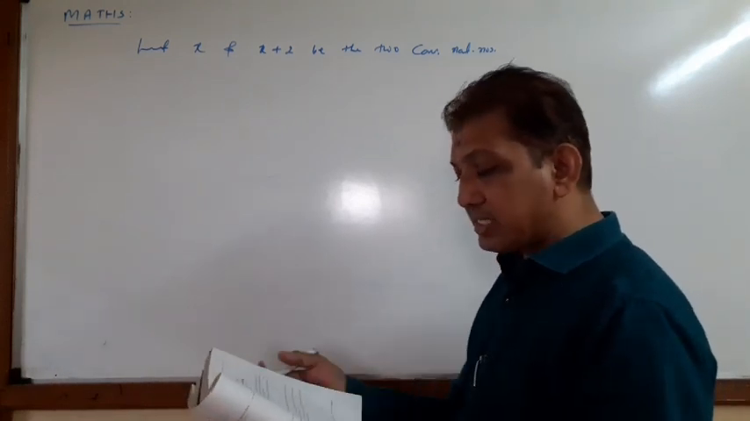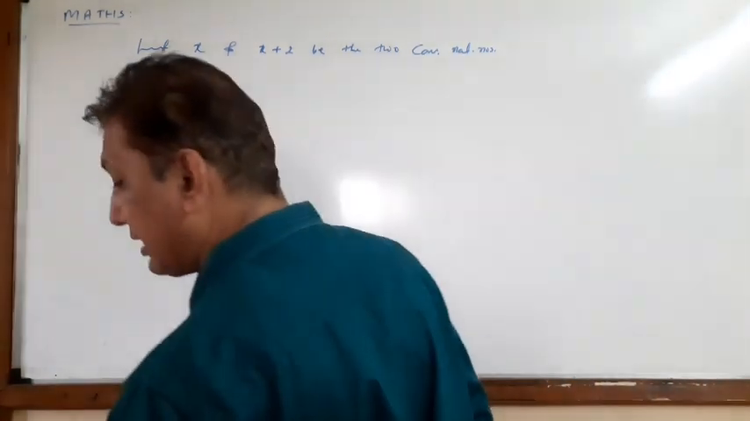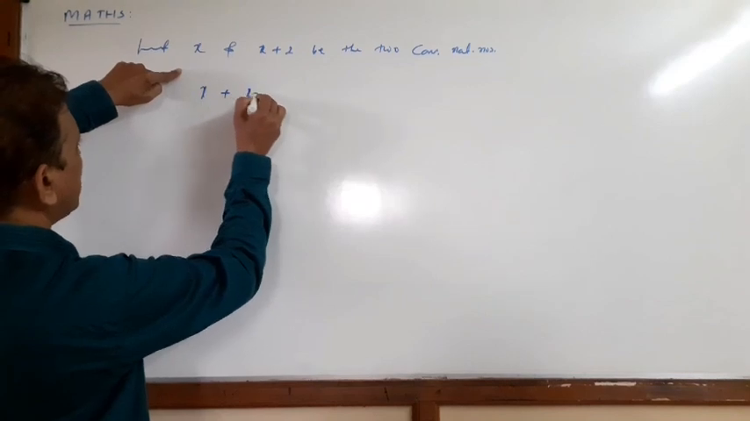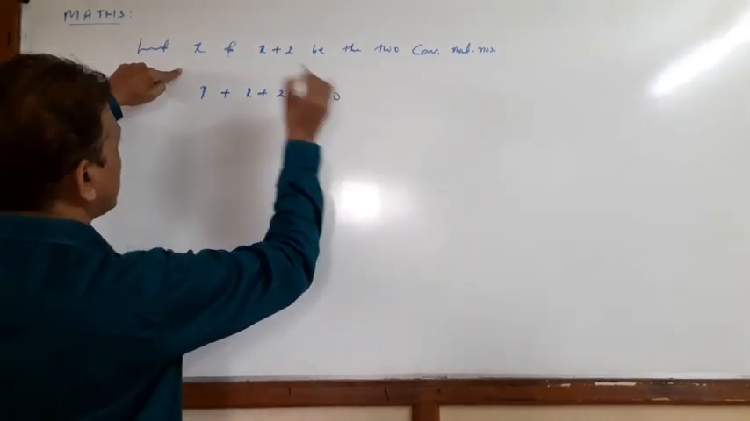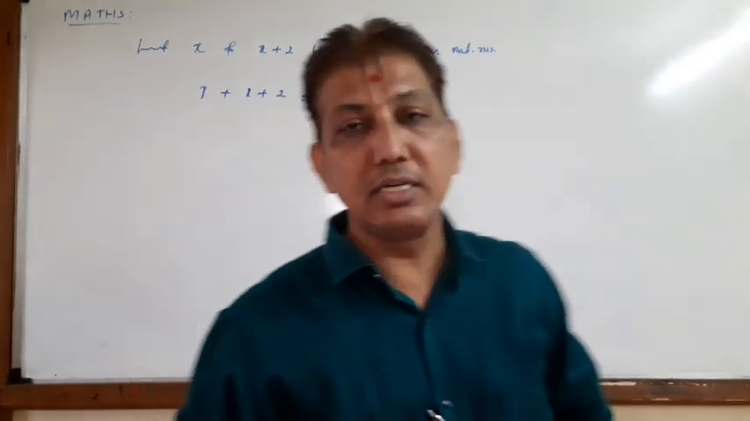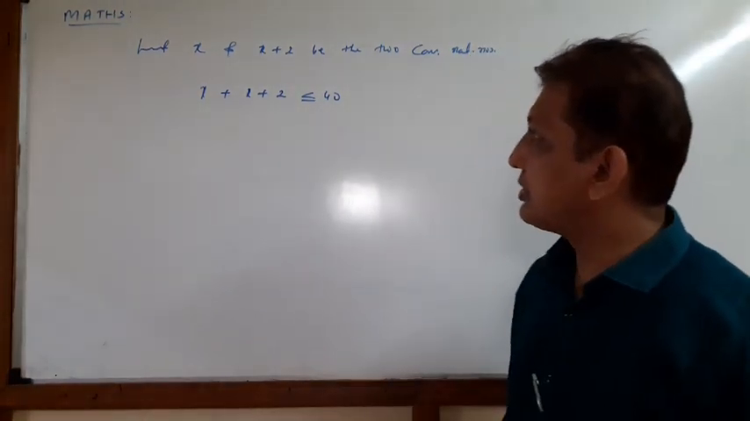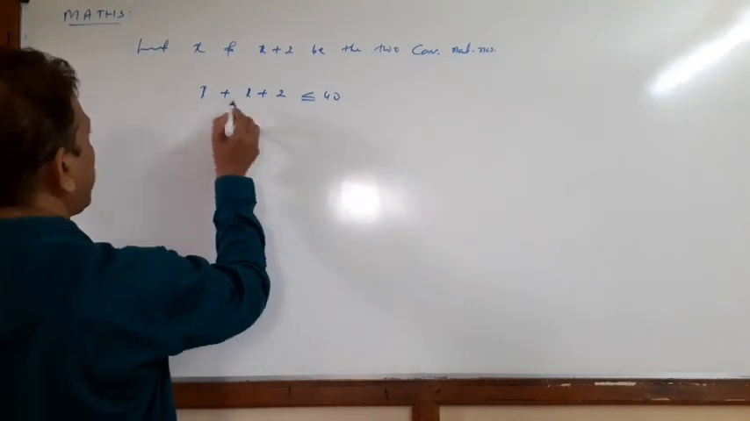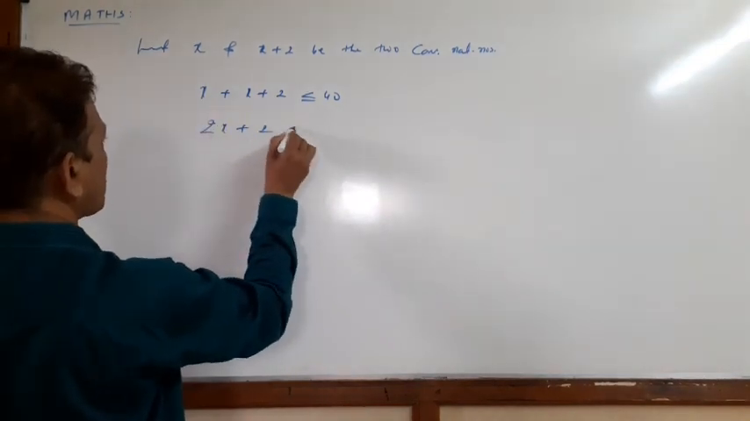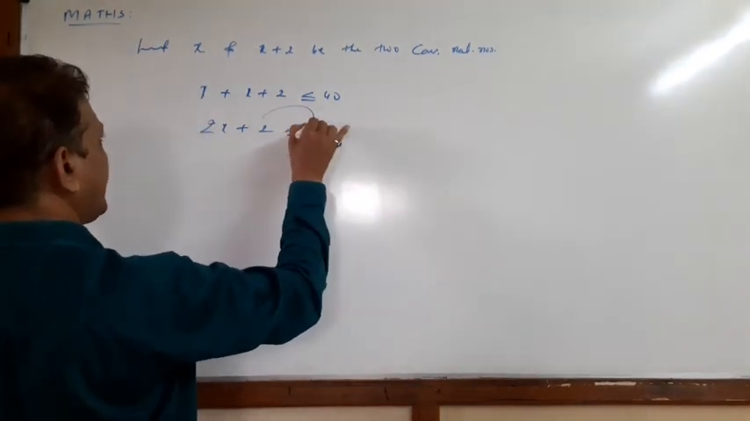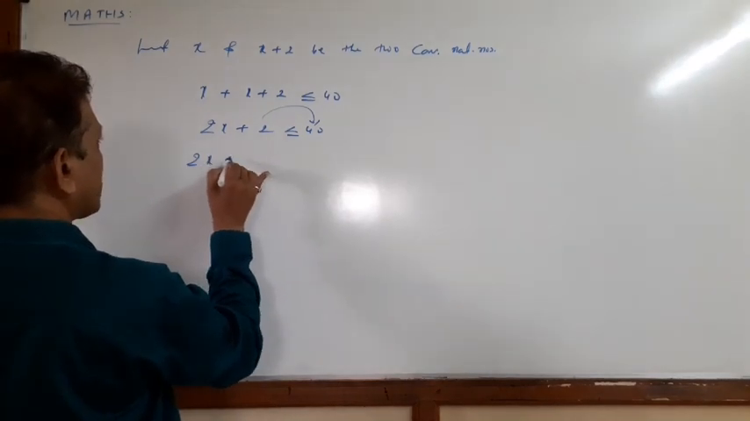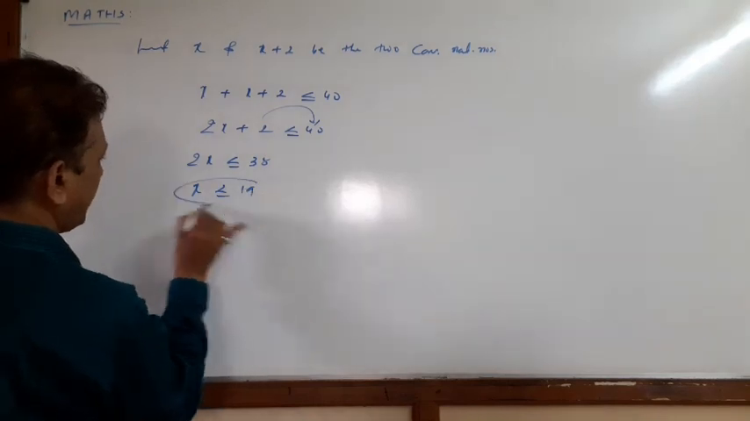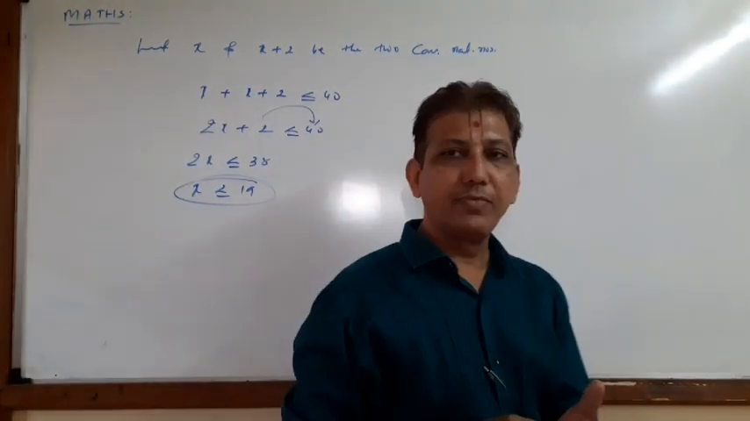Such that their sum is less than 40. So x plus x plus 2 is less than or equal to 40. This is the important part, this is your equation. The equation is very easy. So 2x plus 2 is less than or equal to 40. We take 2 to the right side: 2x is less than or equal to 38. So x is less than or equal to 19.